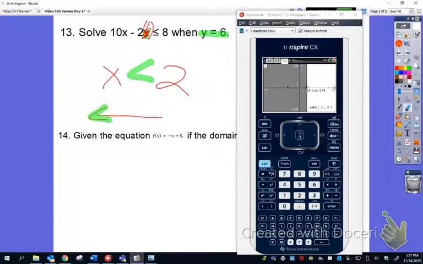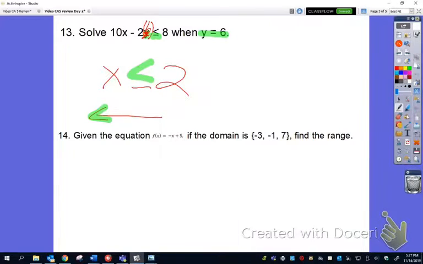So it's less. And there is a line, so make sure that you put a line underneath it, okay? On number 14, given the equation negative x plus 5 and the domain, find the range. Remember, when you have domain and range, think about doctor. So that's your x and that's your y, okay? So my domain is negative 3, negative 1, and 7.